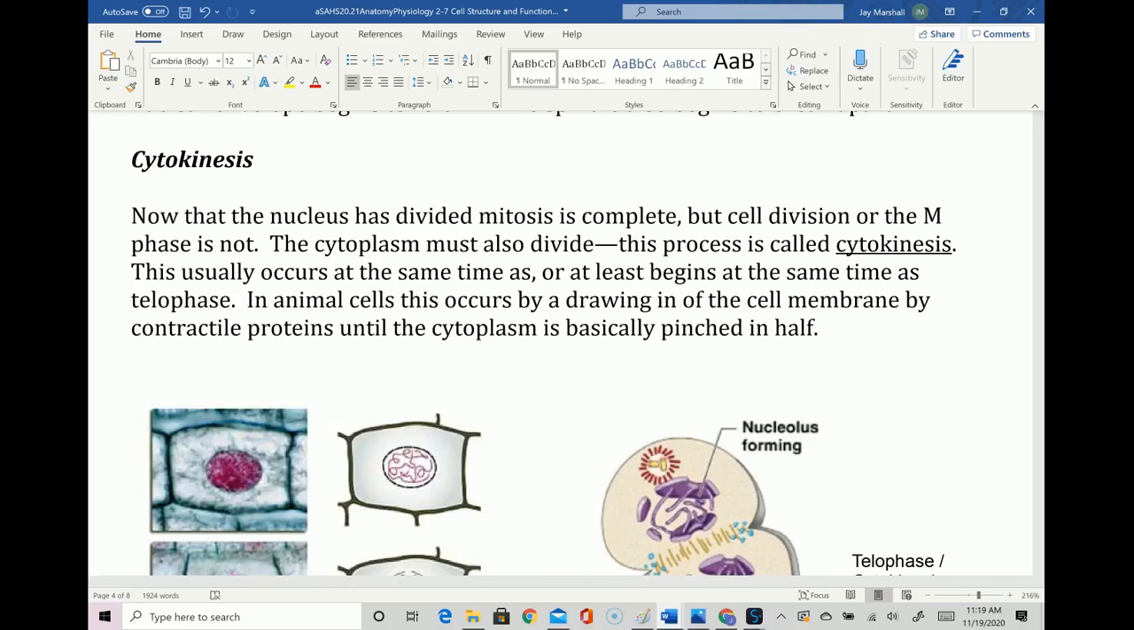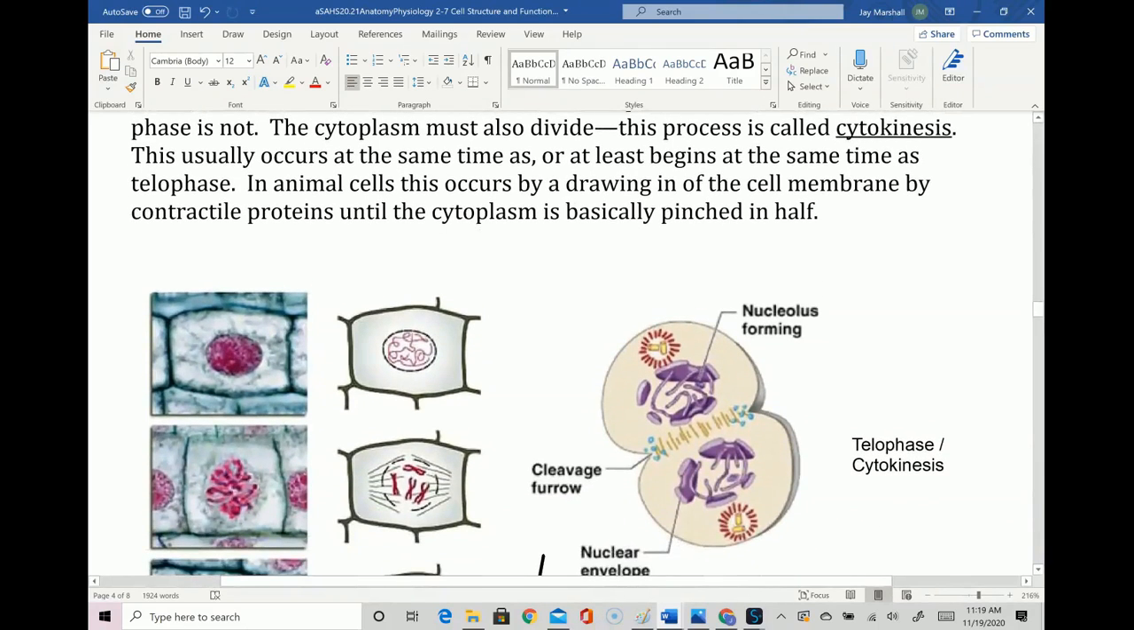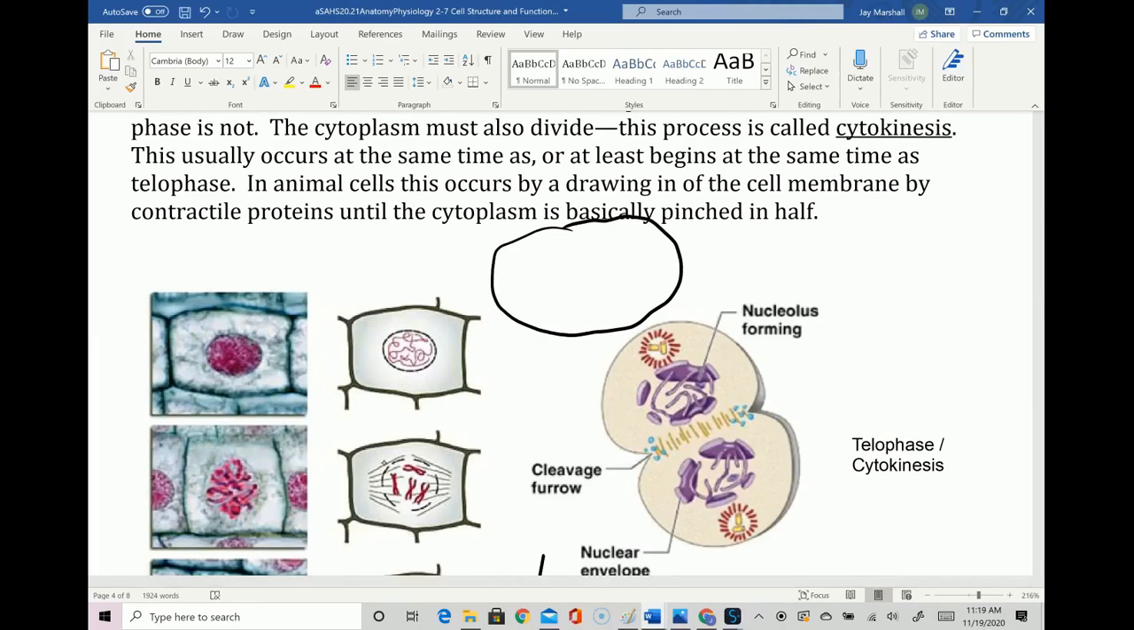In animal cells, and this is really more of a plant cell that it's showing here, but in animal cells, what starts to happen is that I have some contractile proteins. What's the word contractile mean? It contracts. It closes in on itself, right? So I have some proteins in the cytoplasm here that are attached to the cell membrane, and they contract. They pull the cytoplasm inward.